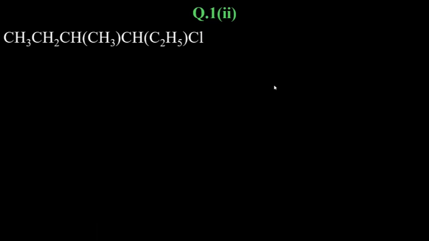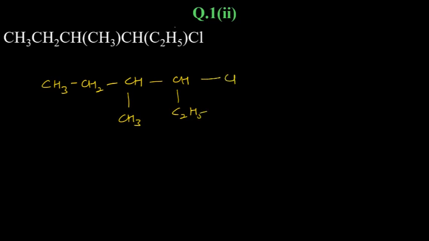Again, draw the structure. Drawing the structure here is slightly tricky because you have C2H5 attached here. In this case, remember you have to consider the longest chain of carbons. So if you write it, it will be CH3, CH2, CH. On this CH, you have CH3. Then again you have CH. On this CH, you have C2H5. Now you can write C2H5 here and Cl here. But C2H5 can be written as CH2, CH3, right? The longest chain will actually be this one.